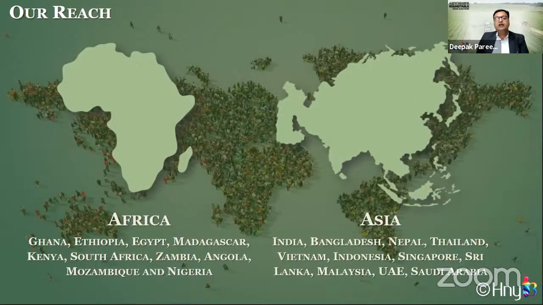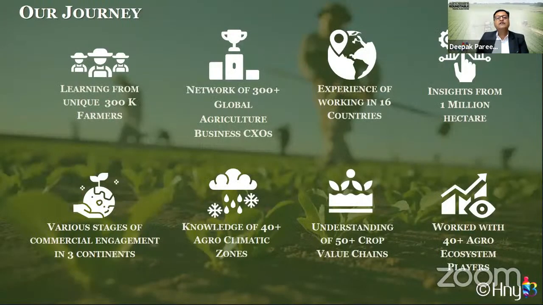Our foothold is in Africa and Asia, where we are strong. From Ghana all the way to Indonesia, we have worked in most of these countries. In our work, we have learned from close to 300,000 unique farmers. I have a network of 300-plus global agriculture business CXOs, experience of working in 16 countries, insight from 1 million hectares, various stages of commercial engagement on 3 continents, knowledge of 40-plus agroclimatic zones, understanding of 50-plus crop value chains, and work with 40-plus agro ecosystem players.